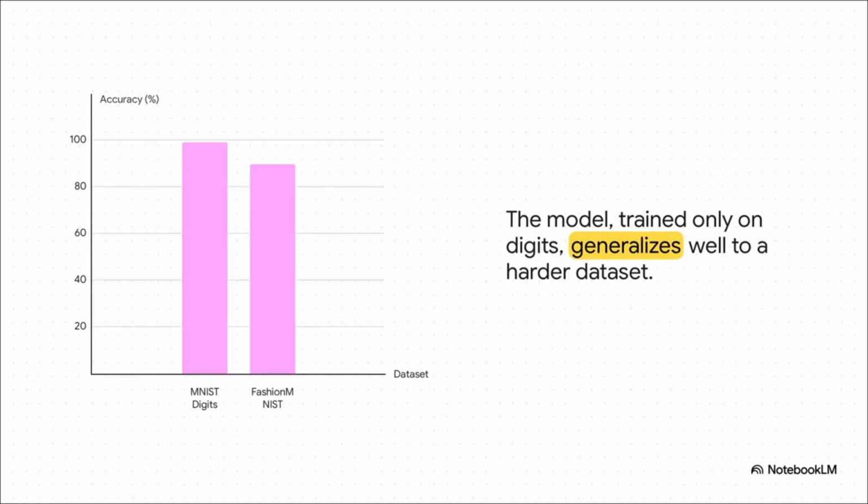And here it is, the ultimate proof that it's truly learning to see and not just memorizing. When they took this exact same model, trained only on handwritten numbers, and tested it on a totally different, harder data set of clothes, like t-shirts, shoes, bags, it still got almost 90% accuracy. This proves that the features it learned, like edges and curves, are universal. They actually generalize to new problems. And that, my friends, is the hallmark of true intelligence.